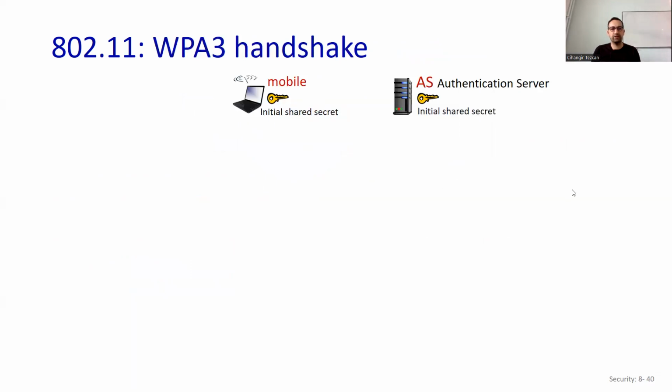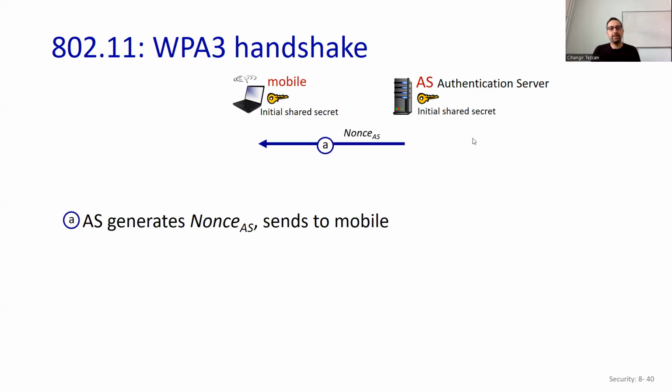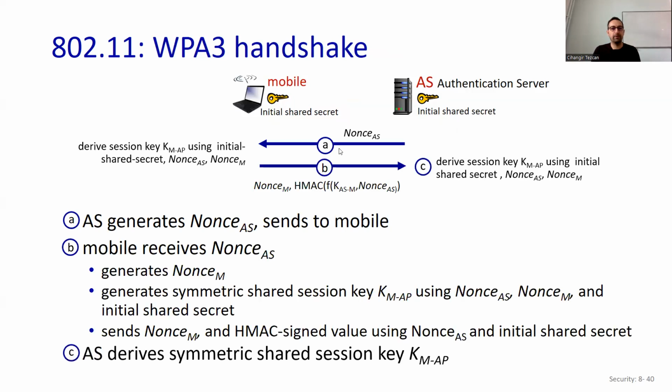So the WPA3 handshake is as follows: the initial shared secret key, you have it. The authentication server sends the nonce to the mobile. Mobile receives the nonce, generates its own nonce, nonce M, generates the symmetric shared session key, key MAP, using nonce AS, nonce M, and the initial shared secret, and sends nonce M and an HMAC signed value using nonce AS and the initial shared secret. AS derives the symmetric shared session key by decrypting this, and both of them now have the session key.